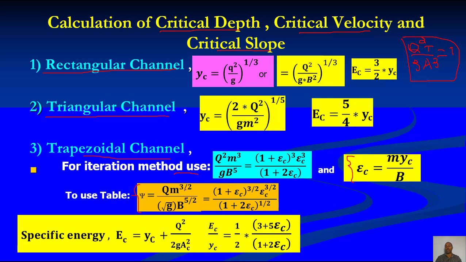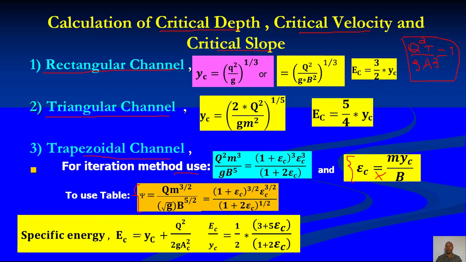So Q m 3 over 2 over square root of g B to the power of 5 over 2 is equal to 1 plus eta c, the whole 3 over 2, eta c 3 over 2, over 1 plus 2 eta c, the whole half. So you can use this equation for the table. If you need to use the table, read psi with respect to m, then you can compute eta c, and finally you get Yc. I have other examples we will see.